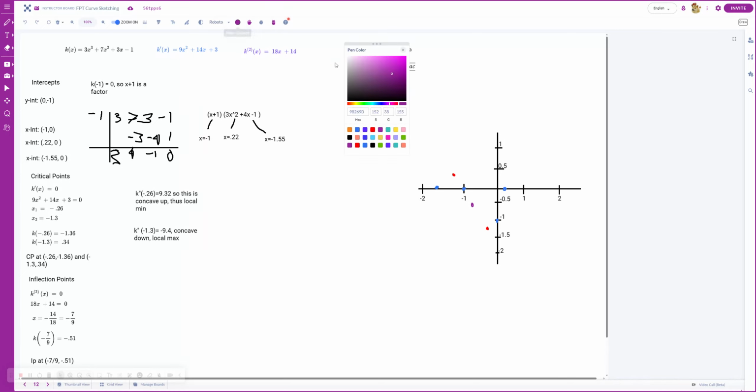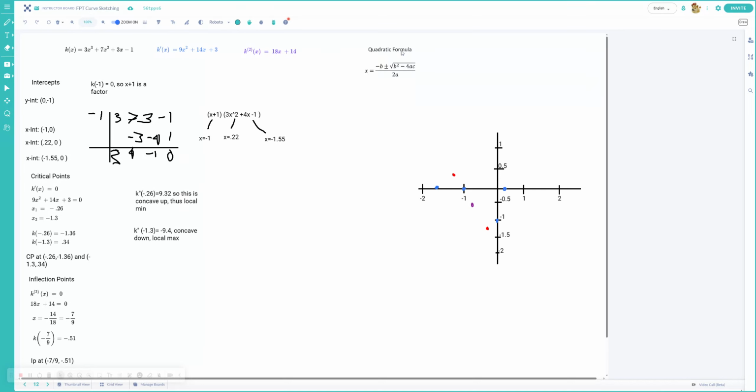Okay, now that we have that, let's draw our line that connects them. So I think I'll use a nice little teal color. Let's see how this looks. Apologies for my poor drawing skills, but actually that came out pretty nicely. So we've finished graphing this function.